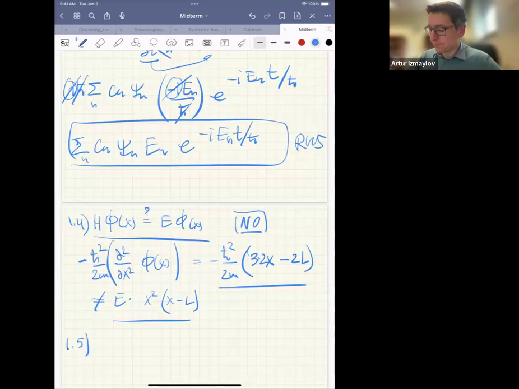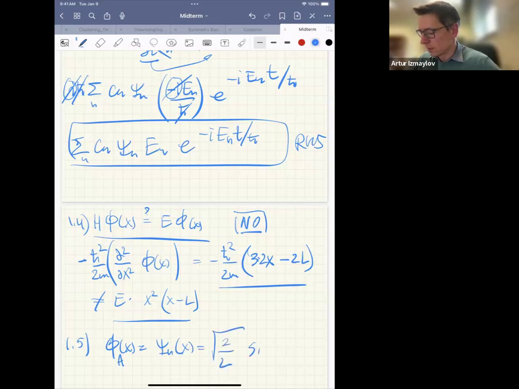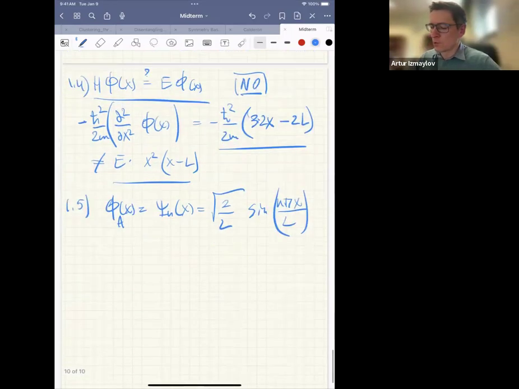Number 1.5: suggest an alternative for phi x so that the answer to the previous question will be different. The alternative phi x should be one of the psi n of x, which is the square root of 2 over L sine of n pi x divided by L, right? So it's given. You could choose n anything from 1 to any finite number. That will be a solution of the time-independent Schrodinger equation. We got this during the lectures.